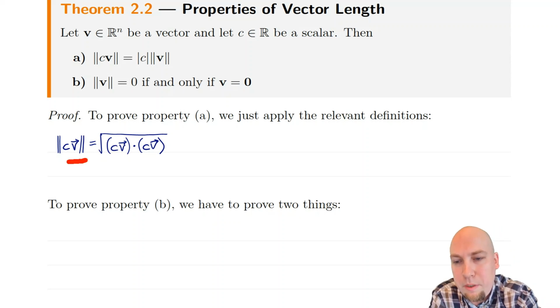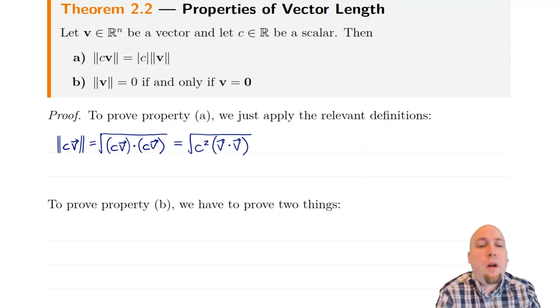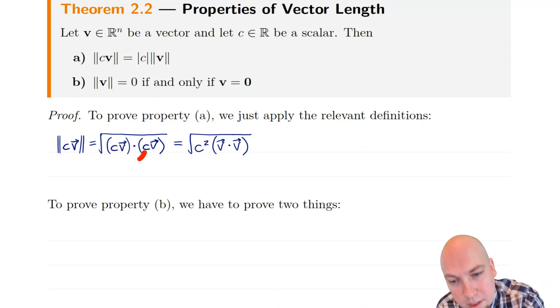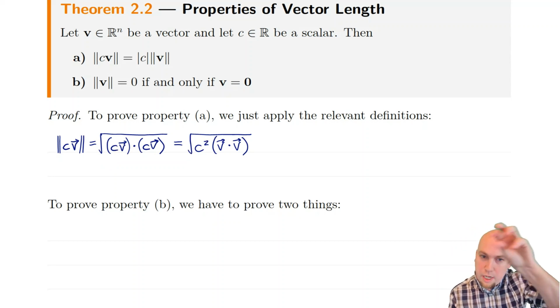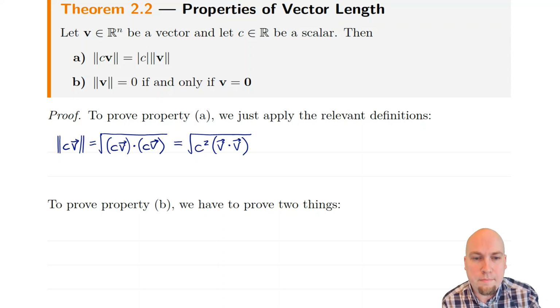If we want to compute the length of c times v, it's just the square root of the dot product of that vector with itself. That's the definition of vector length. Now I've got a dot product with some scalars in it, and one of the properties of the dot product said you can pull those scalars out in front. So I'm going to pull this c out in front, and this other c out in front, and now I have a c squared out in front, since I pulled 2 copies of c out.